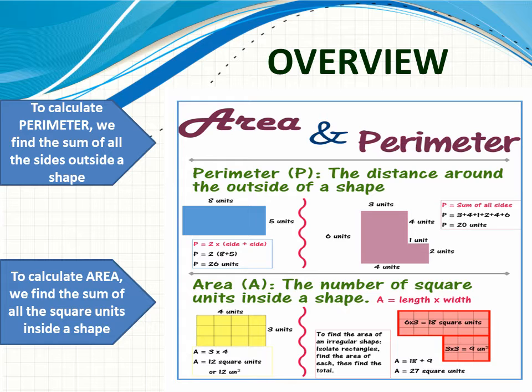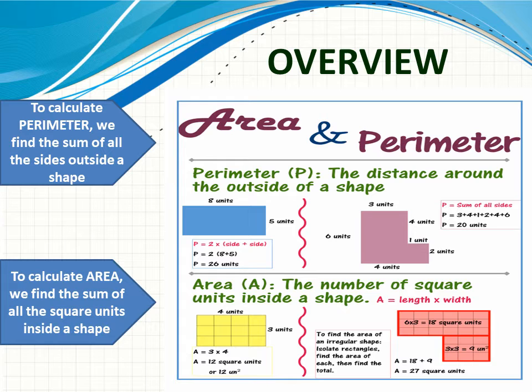Of course, you know that area is different from perimeter in calculating. To calculate perimeter, you have to find the sum of all the sides outside a shape. So you see the perimeter we have there in the picture. You have to look at all of the sides and add everything up.